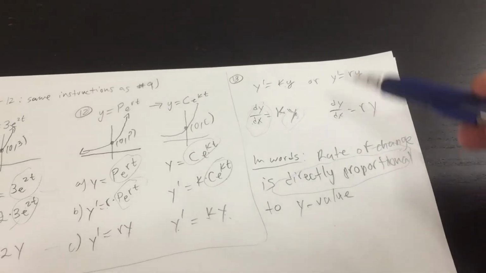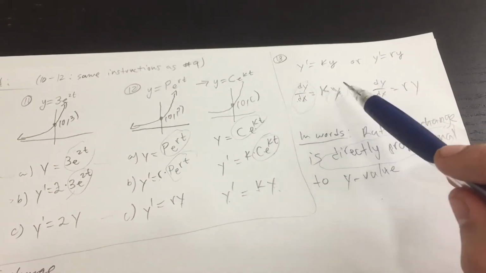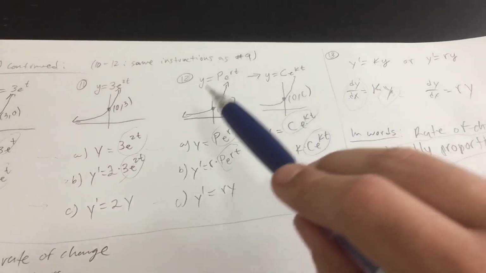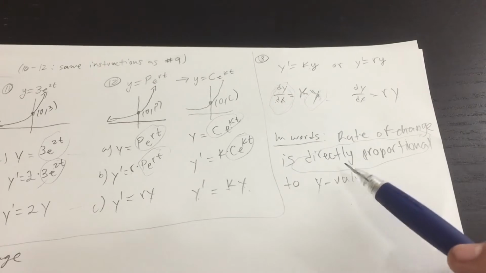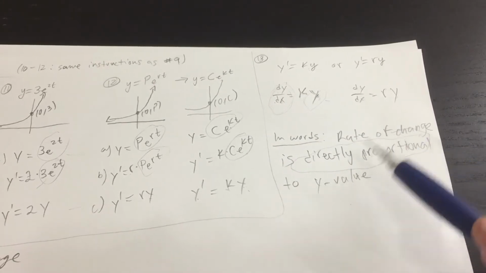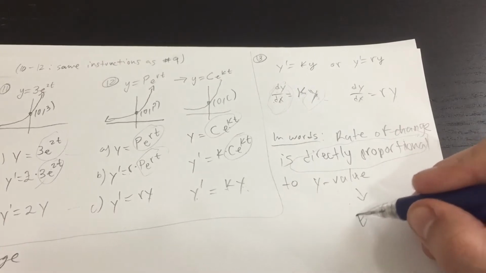Okay, so those are the definitions for these exponential equations. If it's some constant times y, then by default, you know it better be an exponential equation. Or if you read this phrase, the rate of change, meaning the derivative, is directly proportional to a y value, this implies already an exponential equation.